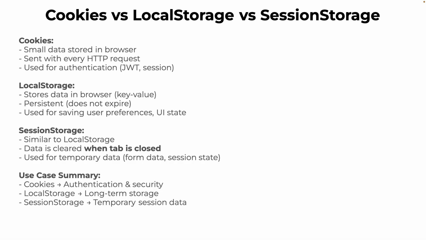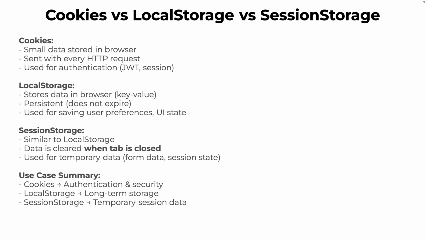First is cookies. Cookies are very small, and those are sent with the HTTP request every time to the server and back to the client. Since they are very small, they can be stored in the browser. Mostly cookies are used for JWT and session. Okay. Then the next is local storage.